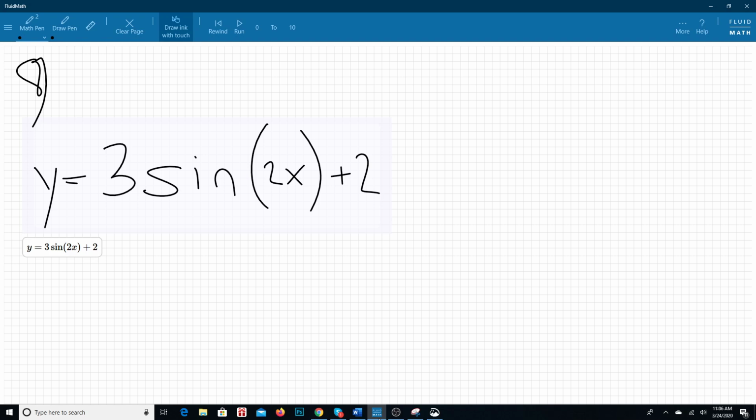It's question 8. It says graph T of x equals 3 sine 2x plus 2 over the domain 0 to 2 pi, on the set of axes below. I'm going to be able to graph this. Again, this is going to have an amplitude of 3, right? And this is going to be a sine curve. Now, in the time frame of 0 to 2 pi, I'm going to have 2 sine curves with an amplitude of 3.